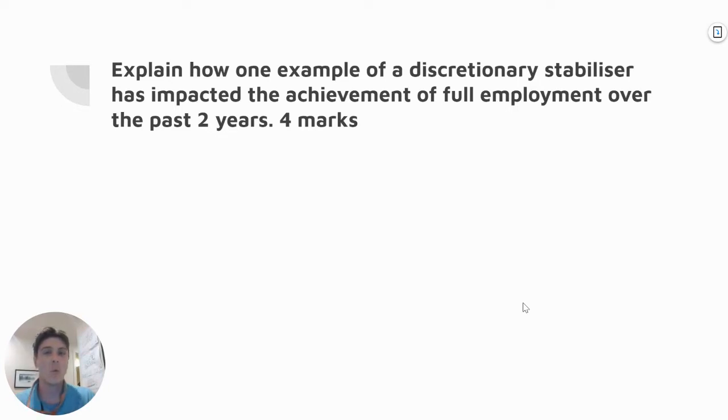And we need to think about how one of these has impacted the achievement of full employment over the past 2 years. So you do need to know contemporary discretionary policies or discretionary stabilisers. They're exactly the same thing. Of course, we've already done this. You know these by now. Pause, think about where the marks are in this question.